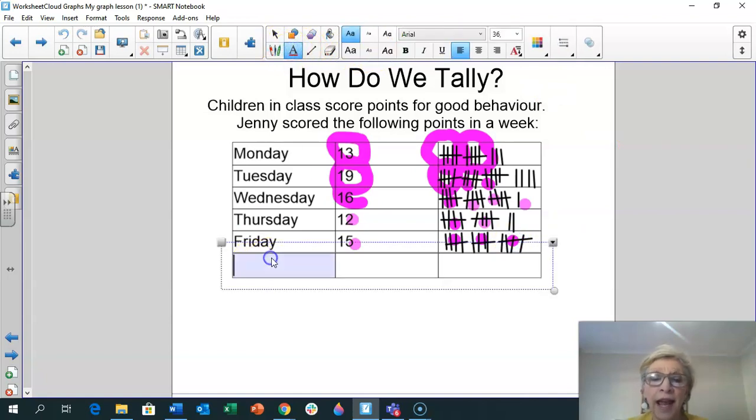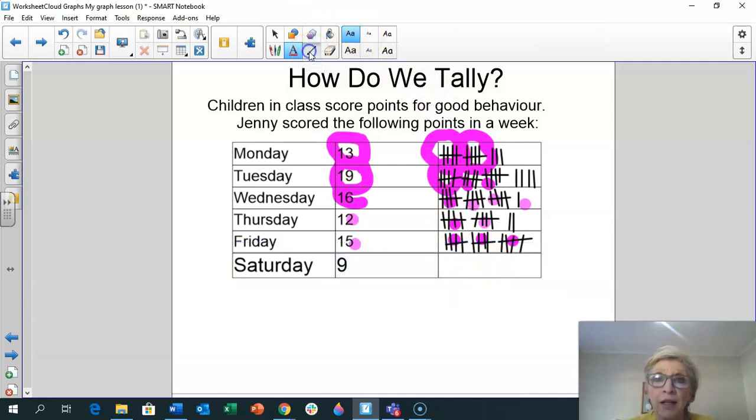Okay, now let's add Saturday to that, shall we? Let's put Saturday in here. Let's hope this behaves itself. And let's say that she scored, say, 9 on Saturday. Okay, so now we are going to draw our tally lines.